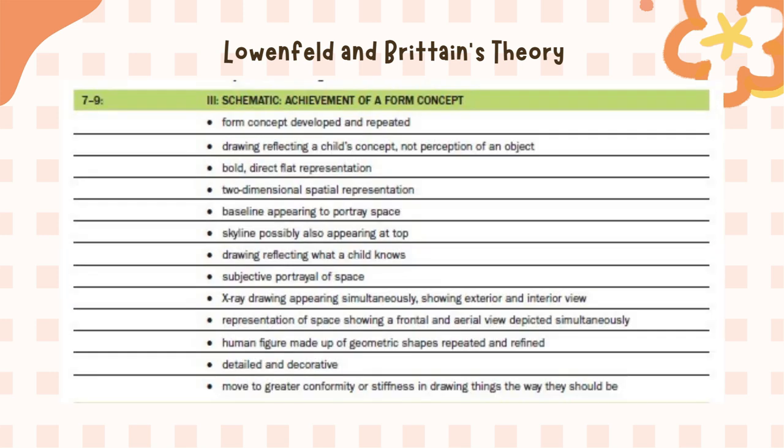Next is the schematic stage, around 7 to 9 years old. At this stage, children develop and repeat their own symbols or forms to represent things they know. Their drawings become more organized and detailed. They may use a baseline and skyline to show space. Children draw based on what they know, not only what they see. They may also show different views of an object, such as inside and outside. Human figures are often made using repeated geometric shapes, with more details and decoration. So, the key idea is, children develop their own drawing patterns or schemas to represent what they understand about the world.